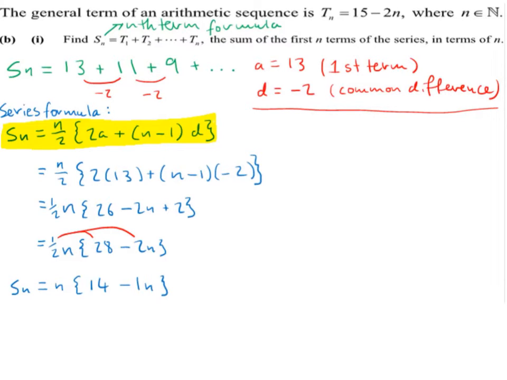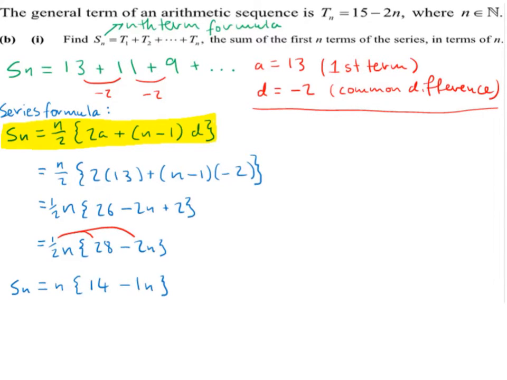So what we have to do is find the a and the d. The a represents the first term, and in this case a is 13. d is always the common difference, so d is minus 2 because we're going down by 2 each time. Then we take our series formula, which is given to us in our formula tables, and we substitute a as 13 and d as minus 2. We swap that a for 13 with brackets around it, and we swap that d for minus 2 with brackets around it. n over 2 becomes a half n.